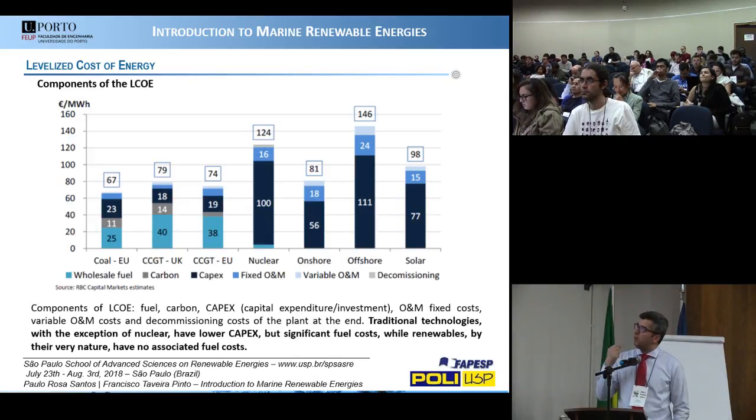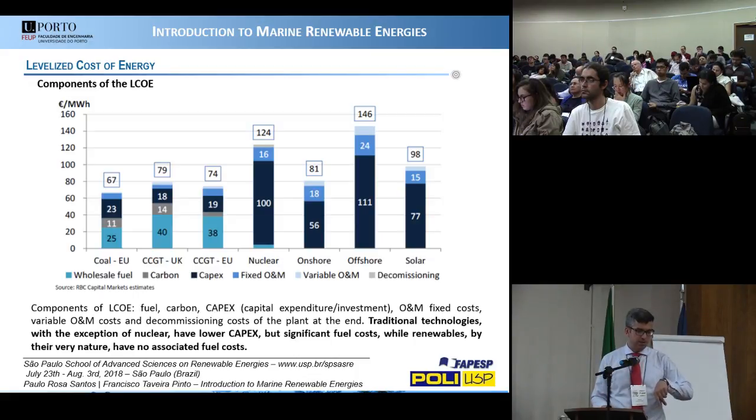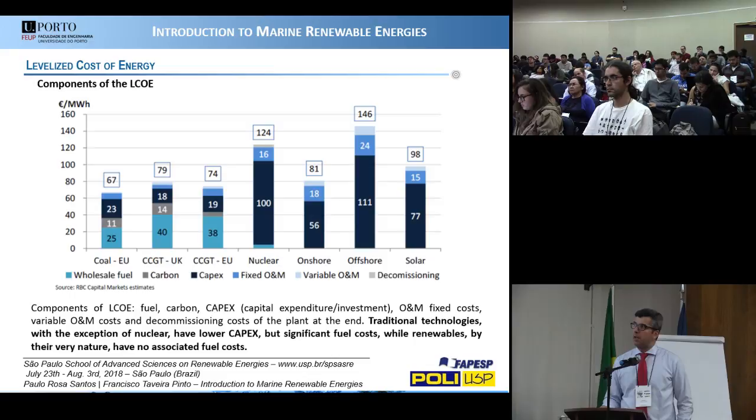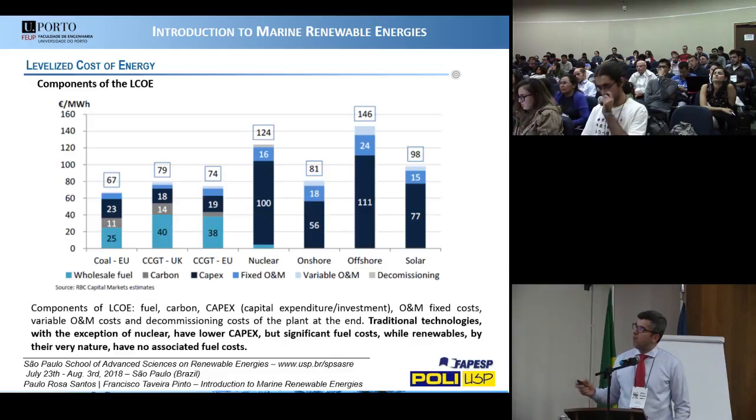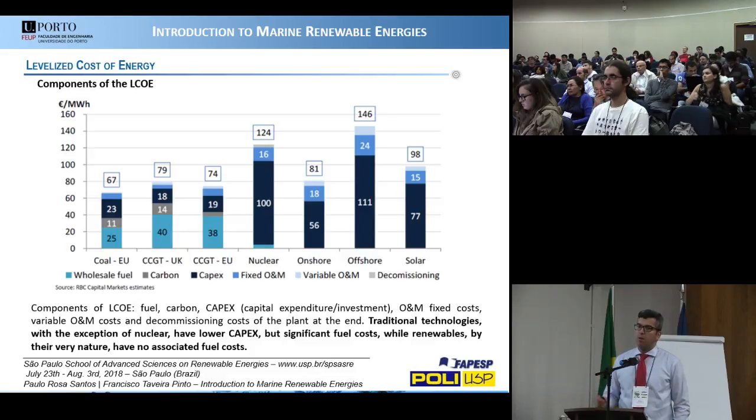In this case, we have a similar representation, but here what we can see is the division taking into account the different components. So we have the fuel. In some cases we need to take into account that, for instance, in these cases we have some fuel costs. Here we don't have because they are renewables, and also the fixed operation and maintenance, the variable operation and maintenance, the commissioning. So all the parts are represented here, and you can see that in general offshore energies present a higher LCOE than solar, onshore, or other sources of energy.